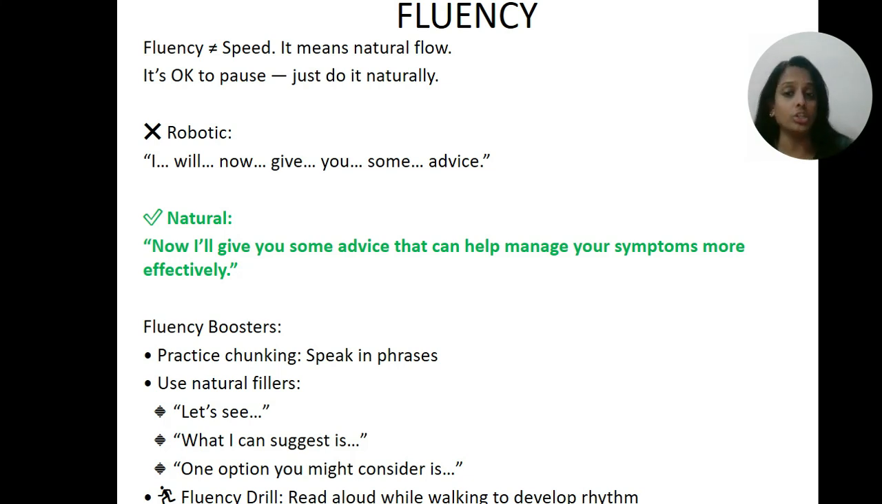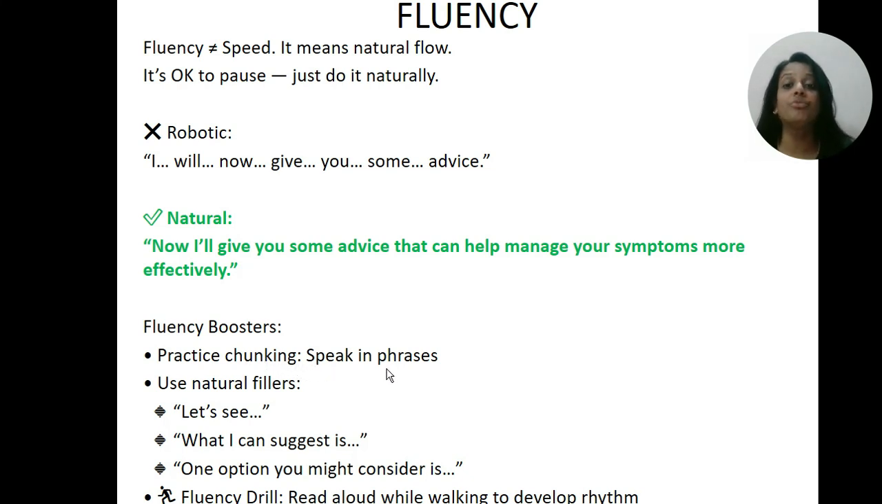And don't be robotic. Say, for example, if you're speaking like, I will now give you some advice. No, it's not right. Just speak it in a very natural tone, like this way. Now, I'll give you some advice that can help manage your symptoms more effectively. So, here are some strategies to improve your fluency. Practice chunking.